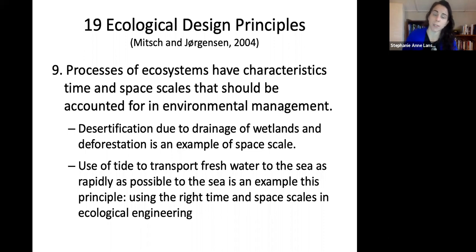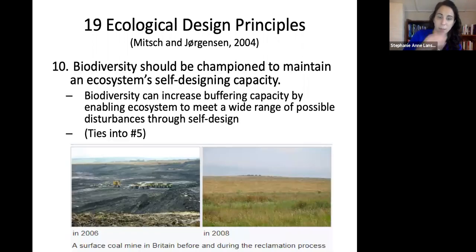We need to think of processes and ecosystems have characteristics of time and space scales that should be accounted for in environmental management. So again, desertification due to drainage of wetlands and deforestation is a space scale. Think about the Sahara Desert, right? Once we start deforesting, at some point in time, we need to think about the time and the space for these things to happen. And so if we think about the use of tide to transfer fresh water to the sea as rapidly as possible, example, this principle. So again, using the right time and space scale in ecological engineering, understanding nutrients in and nutrients out, understanding at what point are we hitting tipping points, just understanding that.